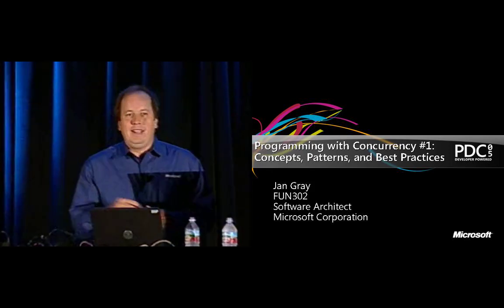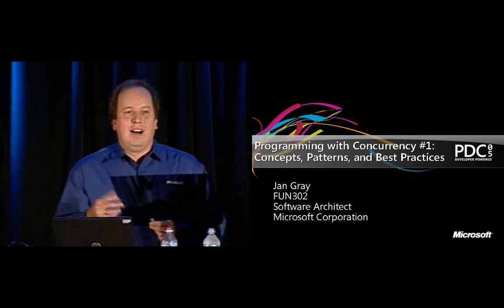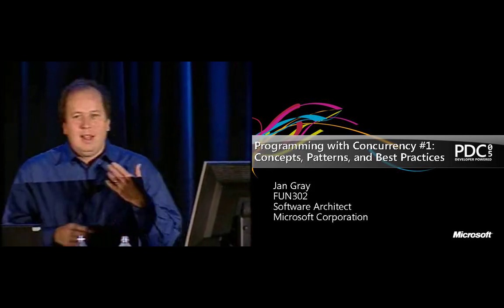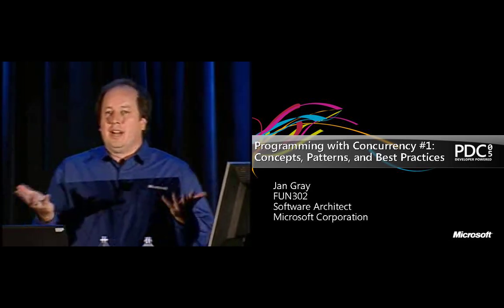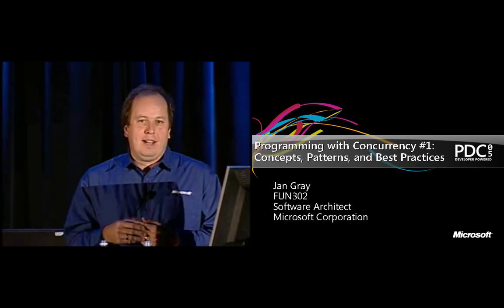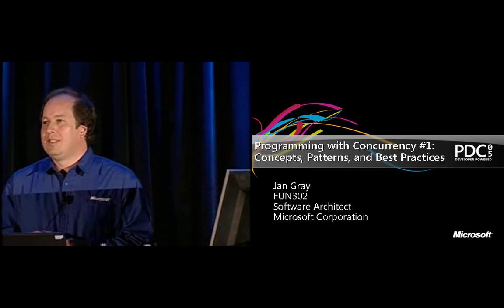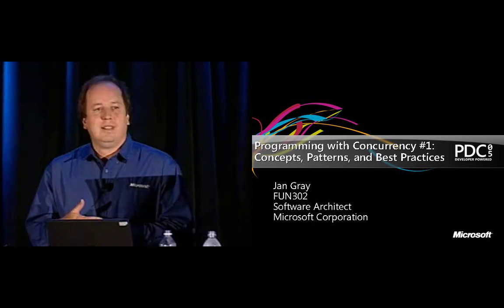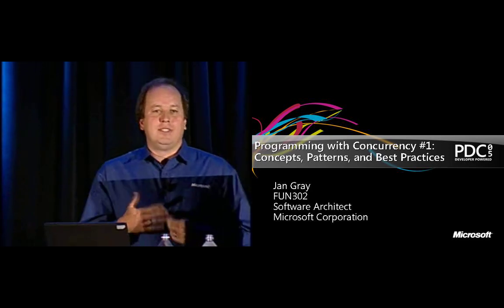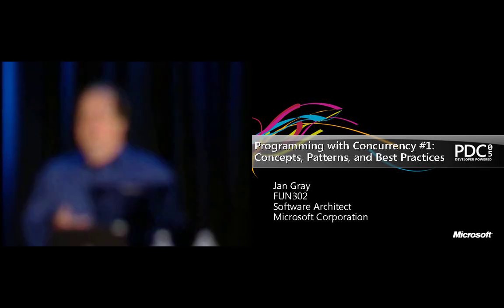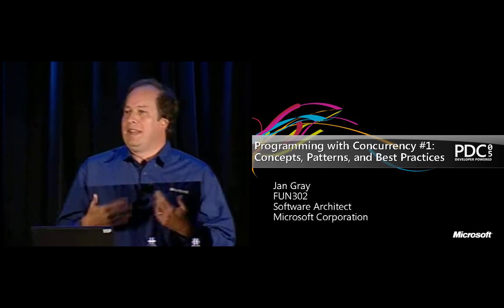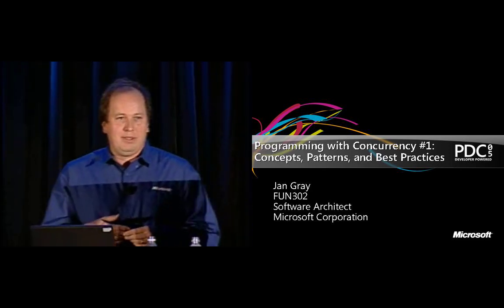My name's Jan Gray. I'm an architect. I work in the office of the CTO on programming models for concurrency. This talk is an introduction to programming with concurrency, and it has three themes. The first is that concurrency is becoming increasingly important for building applications and services and libraries that are responsive and that have high performance and that are scalable to the coming era of multiprocessor computers.